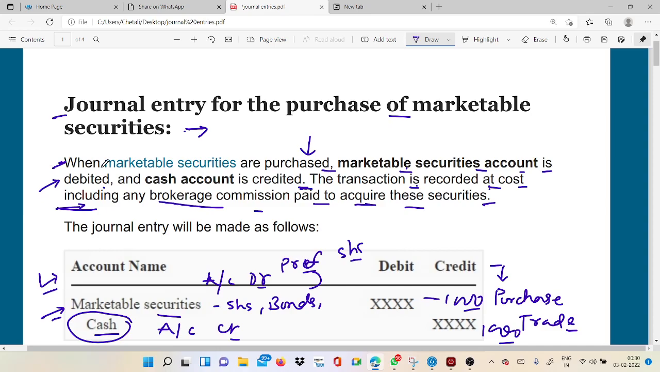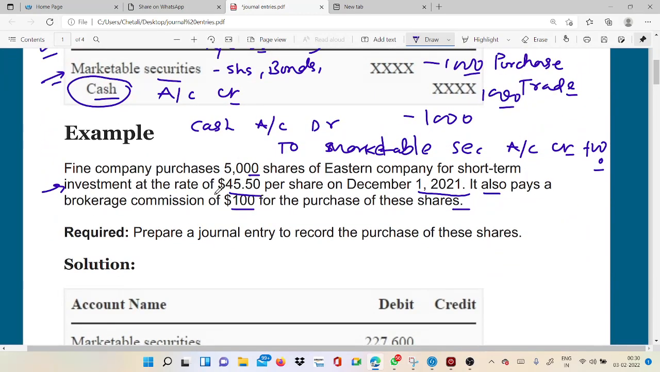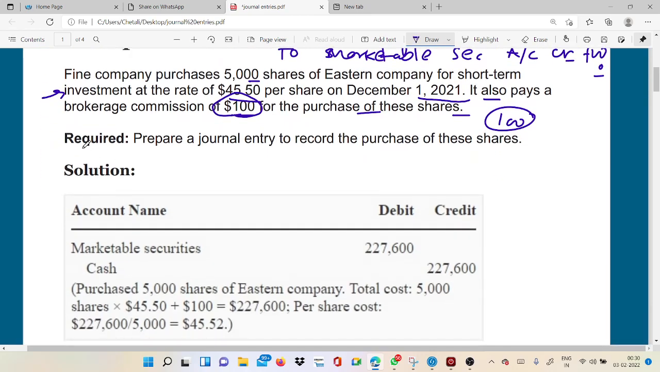Why? Because when you pay brokerage or commission to someone else to make this deal happen, it is an expenditure for that particular deal, and it should also be included in the recording of the accounting entry for that trade. So in this example, we're charging $100 as a brokerage commission or fee for this deal. Now we are required to prepare the journal entry to record the purchase of the shares.